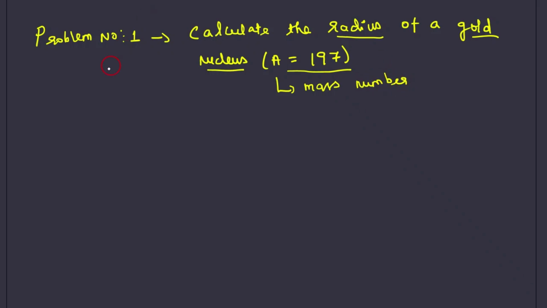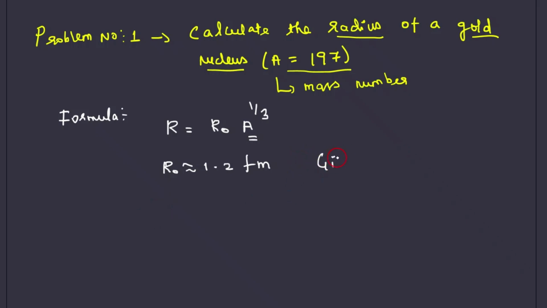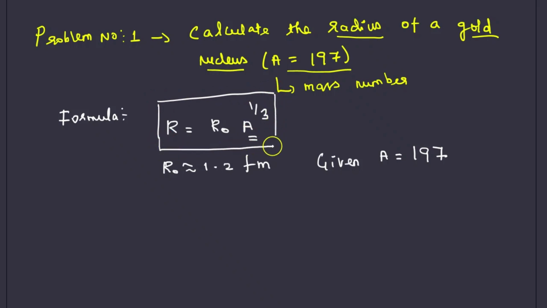So what is the formula we have to use? What is the formula we discussed in the last classes? That should be R is equal to R naught A power 1 by 3. Here A is the mass number, 197 is given. So what is the R naught value? It is approximately 1.2 Fm. So we just have to substitute all the values.